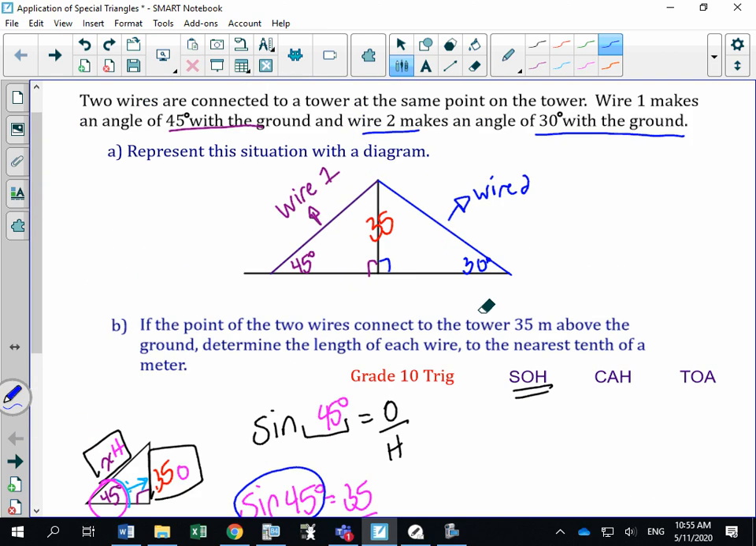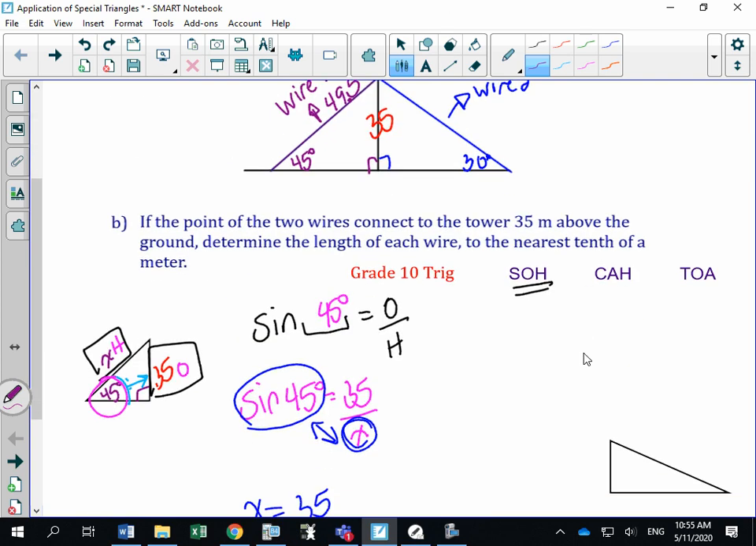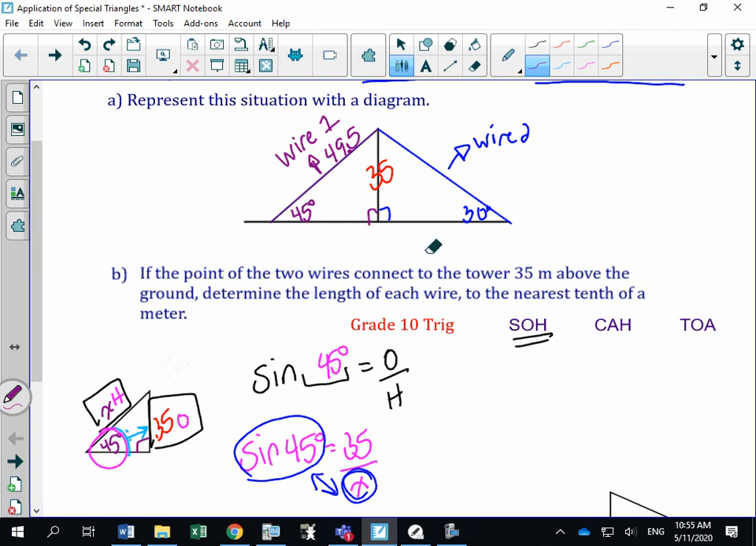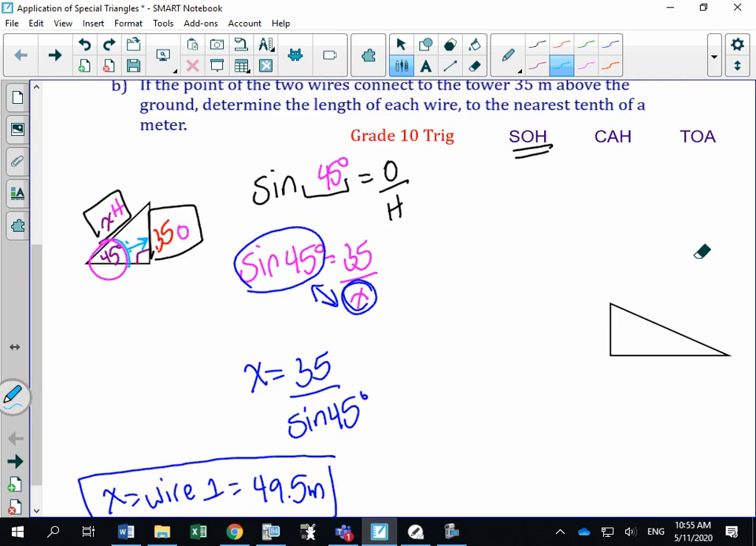And I'm going to go up here now, 49.5. That would be the length of wire 1. Okay, wire 2. This would be wire 2. And because I denoted x as wire 1, I'm going to put a y there, right? So if this is wire 2, I want to calculate what y is.